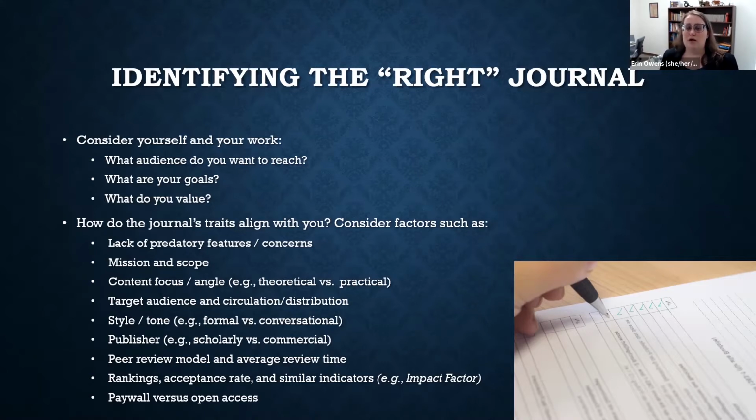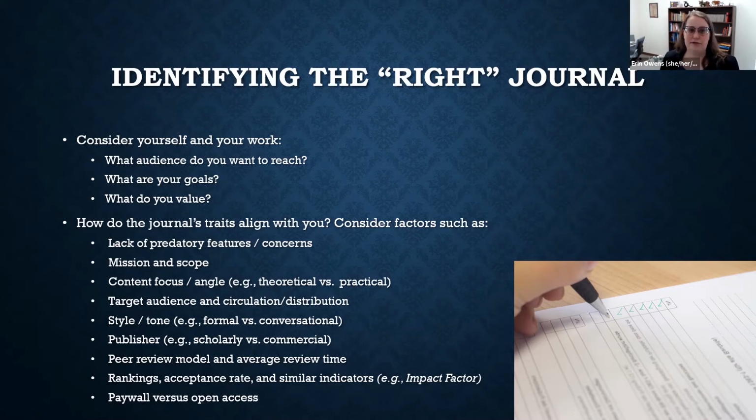What are your goals? Are you trying to rack up the scholarly prestige points by being able to show that you're in the highest ranked journals? Or are you trying to make a difference in practice or policy, or both? It can be both. It doesn't have to be only one or the other. And then finally, what do you value? For instance, as we were discussing open access scholarship, is that open access and making that work available to researchers who don't have access to subscriptions, is that something that is important to you in terms of your values? So we need to ask ourselves these questions about ourselves and our work, and then compare that when we start looking at the journals. How do those journals' traits align with you?